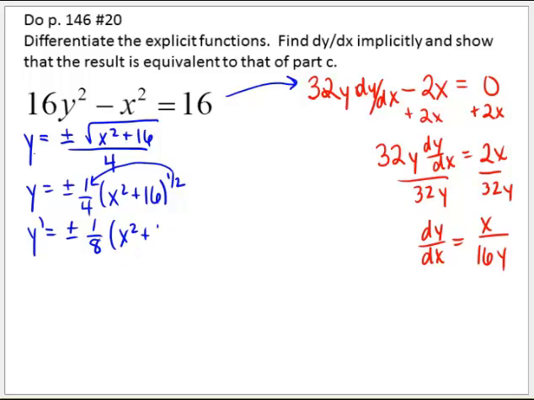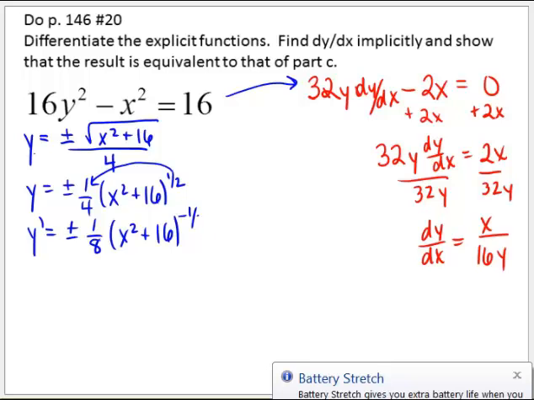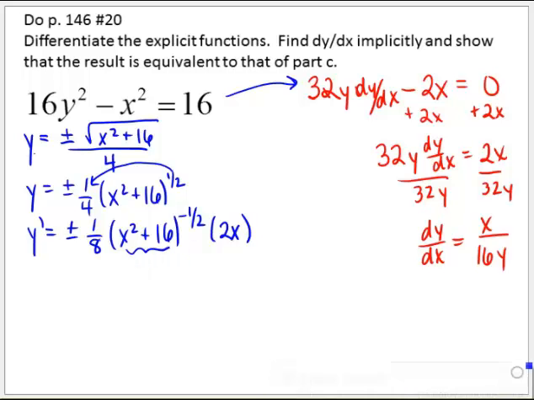Rewrite what's on the inside, x squared plus 16, lower the power by 1, negative 1/2, times the derivative of what's on the inside, which is a 2x. So I took the derivative of the x squared plus 16. And now I'm going to simplify this as plus or minus 1/4. I'll extend this out because this is also on the bottom of the fraction: x squared plus 16. And I have an x on the top.